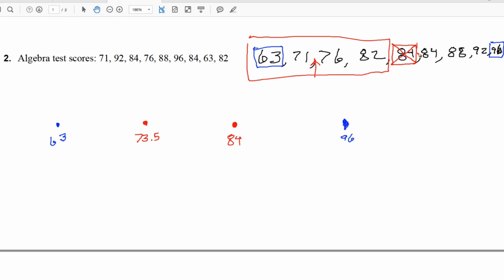And we do the same thing over here to find the third quartile. So we find the number that's right between 88 and 92, and that is exactly 90.